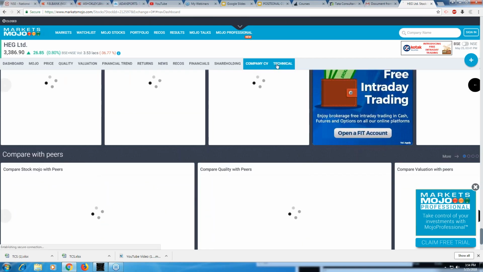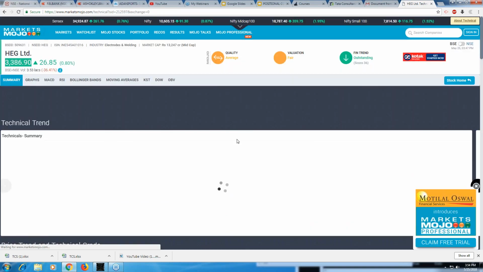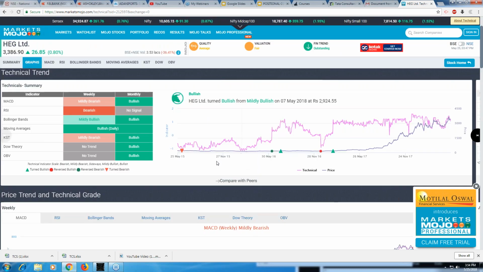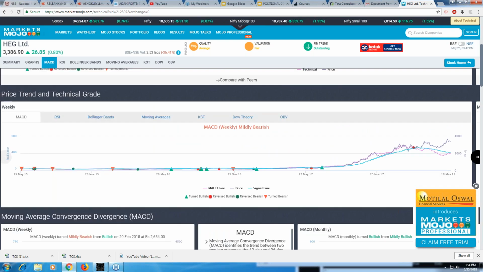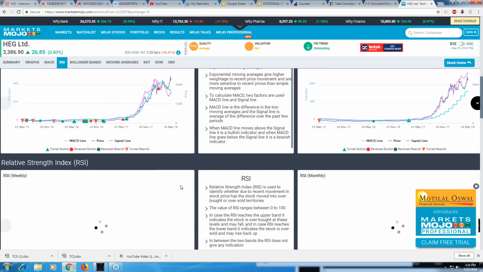You can go to the technicals also, the technical trend, what's happening to the technical trend. So you see out here, HEG turned bullish from mildly bullish on 7th of May 2018 at 2924, right? And MACD is weekly mildly bullish. This website gives you all the things that you need to know about the stock, right?